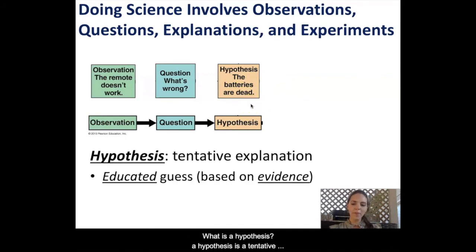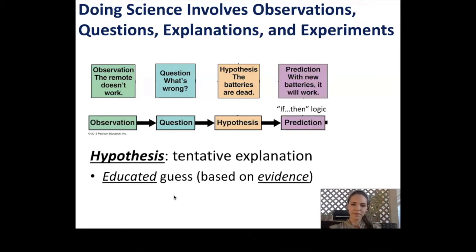Okay, and what is a hypothesis? A hypothesis is a tentative explanation for what you observe. So it's often also referred to as an educated guess. In scientific research, a hypothesis usually has a lot of evidence to back it up. It's not some random guess. Instead, it's the accumulation of all this previously acquired knowledge to try to answer some new question. Okay, so you have this hypothesis. You can make a prediction from this hypothesis. In this case, your prediction is if you change the batteries, the remote will start working.